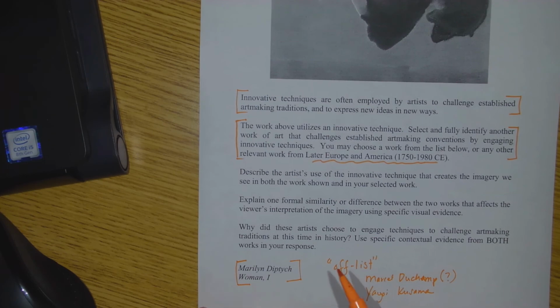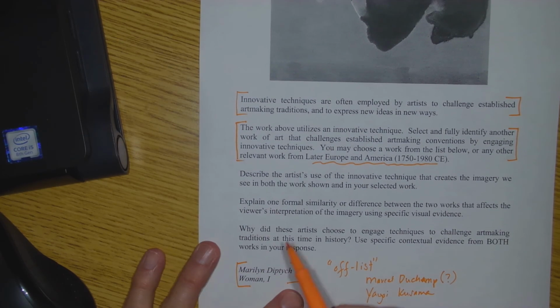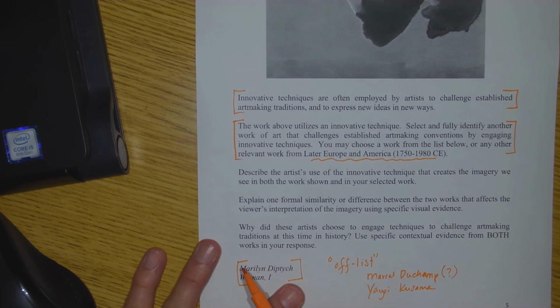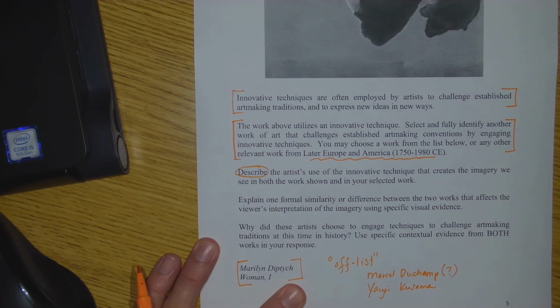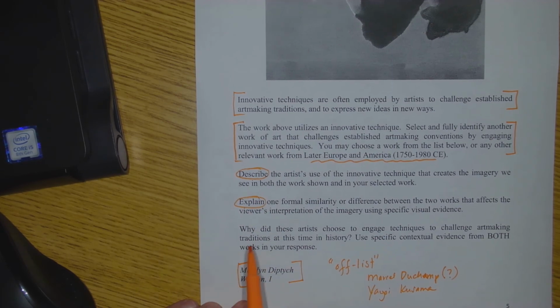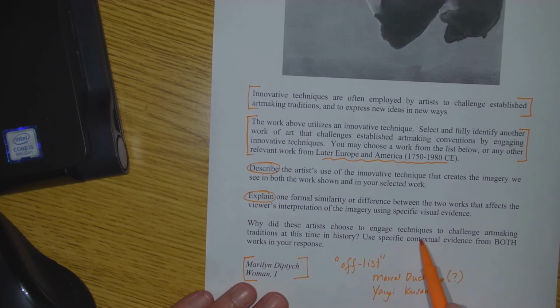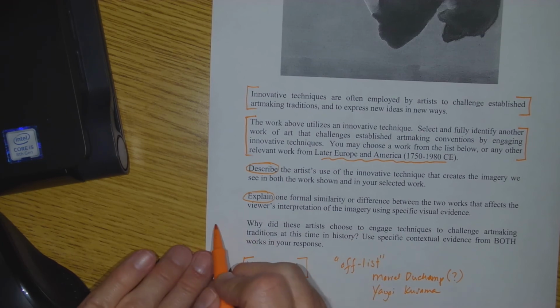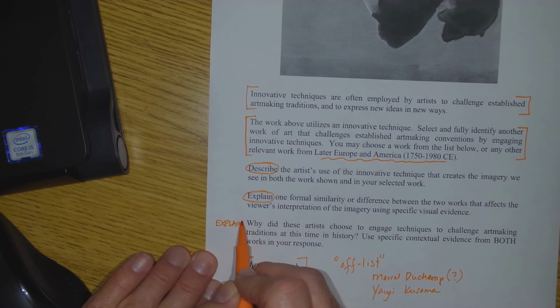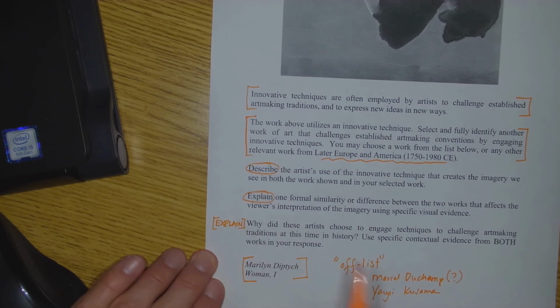All right, moving on. We're annotating. Describe the artist's use of the innovative technique. Well, the next thing we do is circle verbs. I've got to describe, I've got to explain. Here's a question: why did these artists choose to engage techniques to challenge art-making traditions? If we're going to say, well, because, then we know that they're saying you need to explain something. So here, my explain is suggested over here to the side.